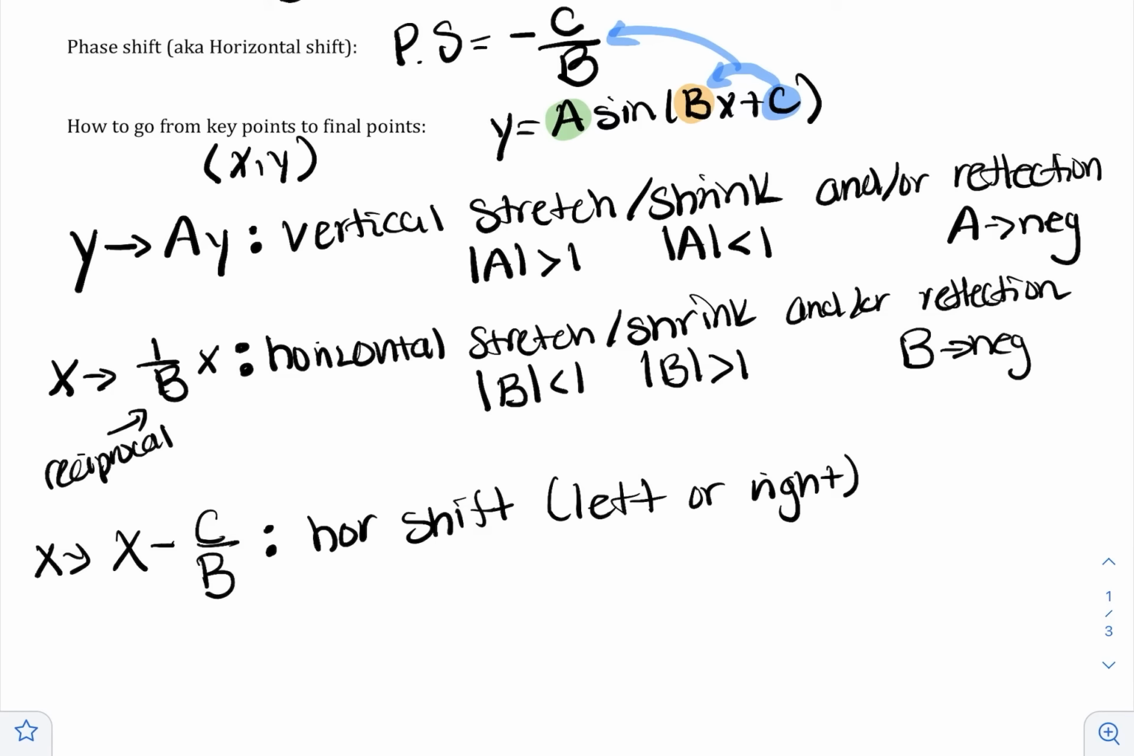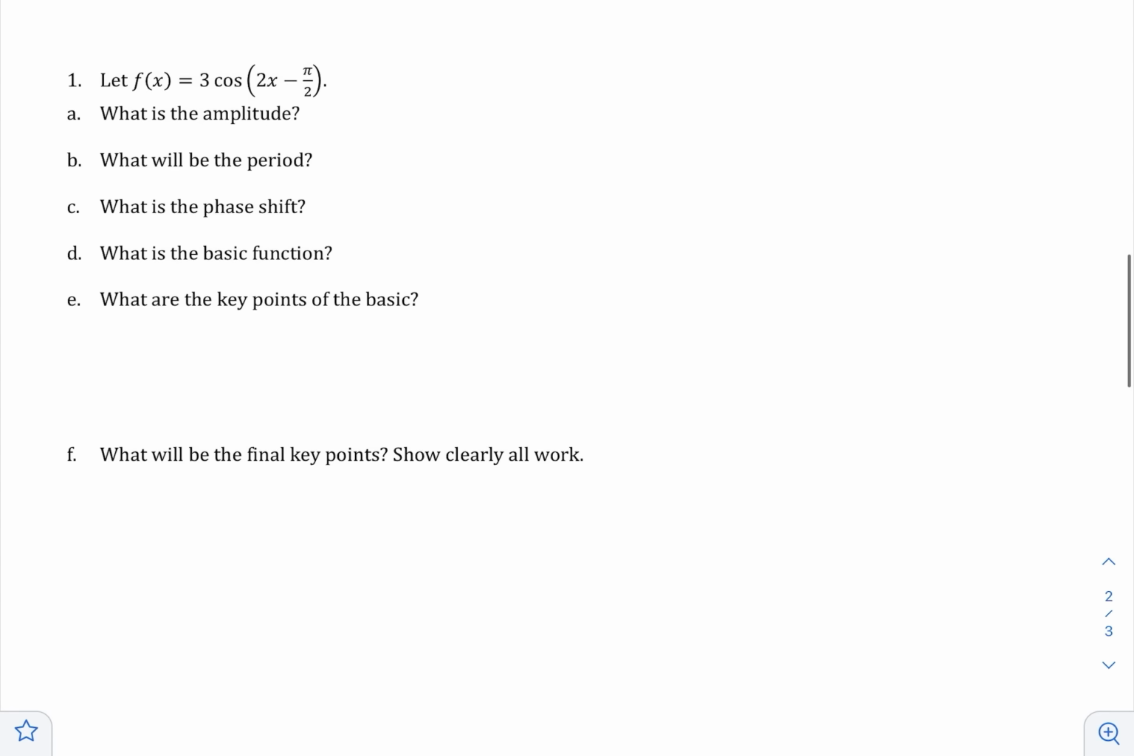And so what's important here is that you go in order. Okay, so you're going to have your key points, your original points. Then you're going to apply the a to the y. Then you're going to apply 1 over b. And then you're going to do the horizontal shift. So it goes in steps. They all follow each other. So whatever you found in the first step, that's what you use in the second step. Whatever you found in the second step, that's what you use in the third step. Okay, enough. Let's do an example.